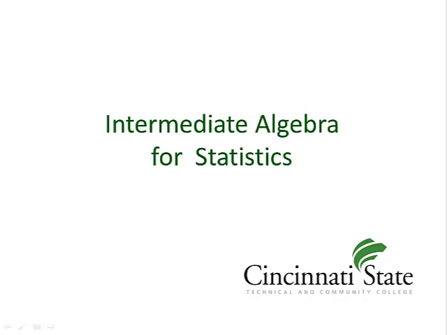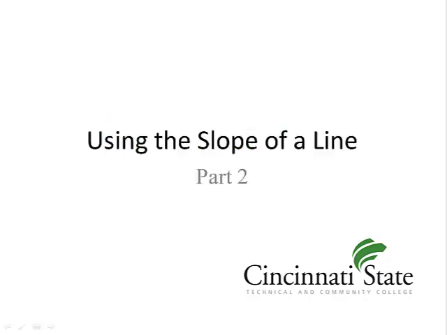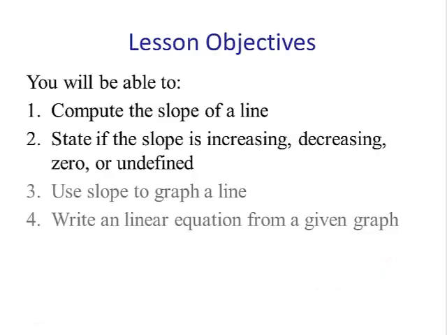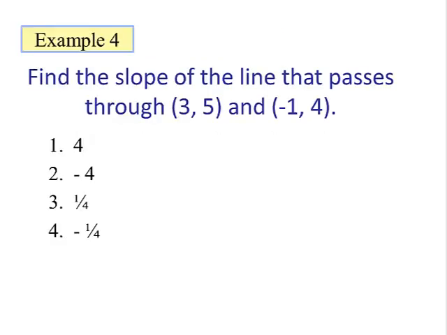Intermediate Algebra for Statistics, Using the Slope of a Line, Part 2. Lesson objectives: compute the slope of the line, state if the slope is increasing, decreasing, zero, or undefined. We'll begin with an example.